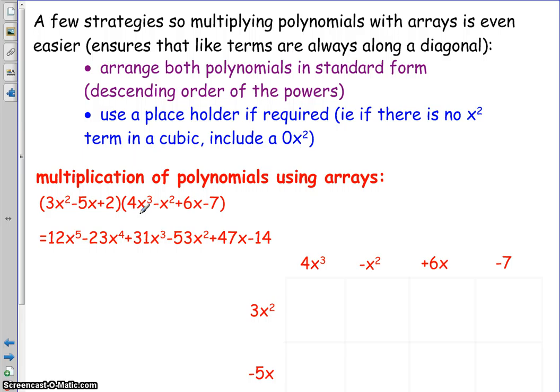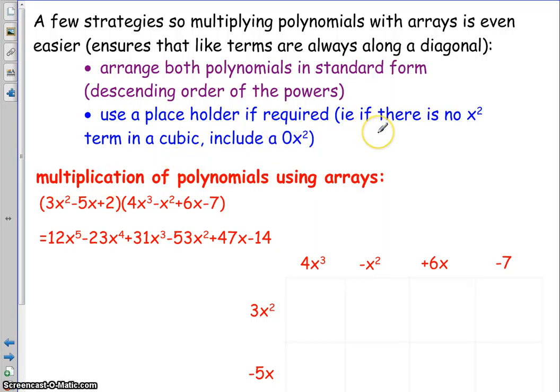Okay, so one thing you can do to always help make multiplying polynomials with arrays even easier, just so the like terms are always along a diagonal, you can arrange both polynomials in standard form, so descending order of power. So if they're not already in standard form, sometimes it helps to do so. And again, this is just an option. Or you can use a placeholder if required.